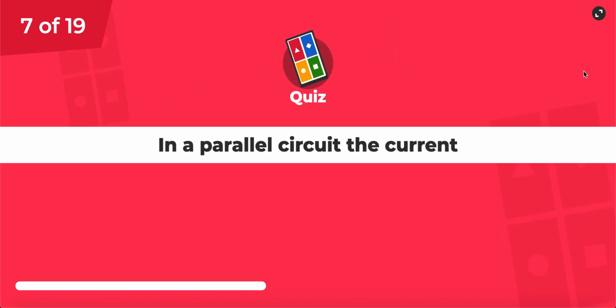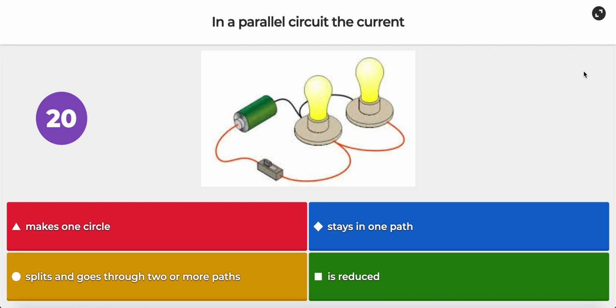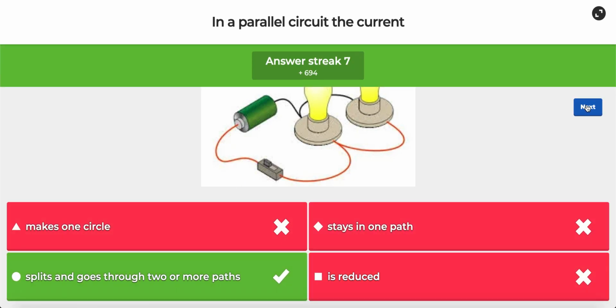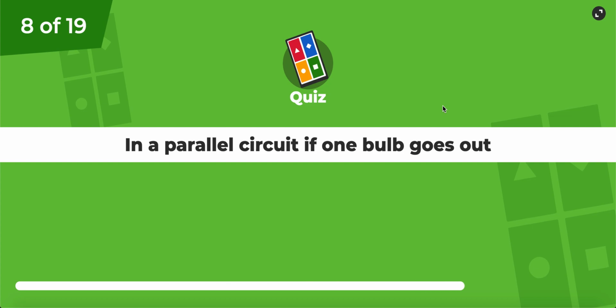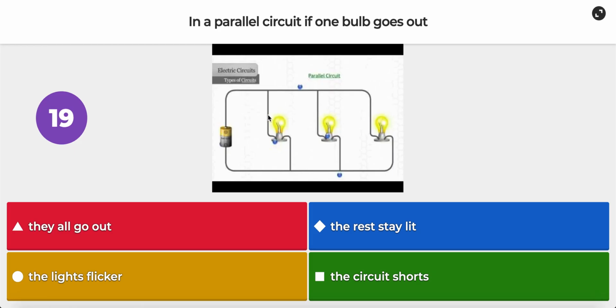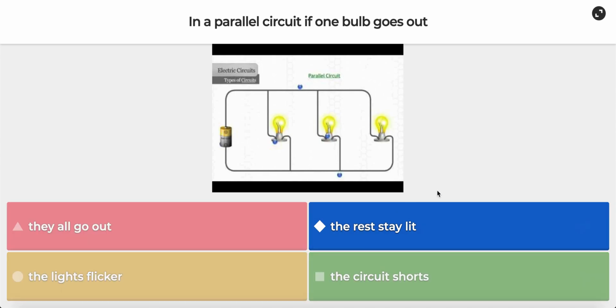All right, next up. In a parallel circuit, the current, so this is the flow of electrons, and this is an example of a parallel circuit, and you can see that the electrons have multiple paths that they can travel. So that means it splits and goes through more than one path. In a parallel circuit, if one bulb goes out, well, as we just said, the electrons travel in more than one path. So if one light bulb goes out and that opens the circuit there, the electricity can still travel through the other paths, and so the rest of the light bulbs will stay lit.